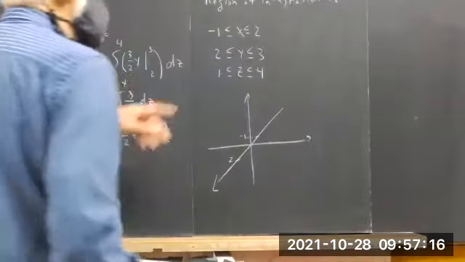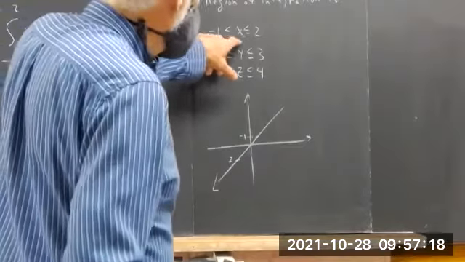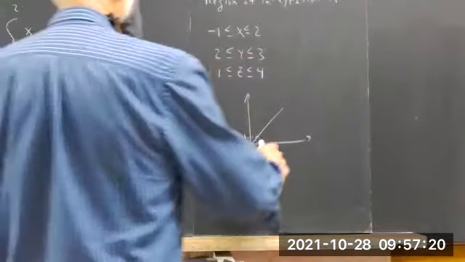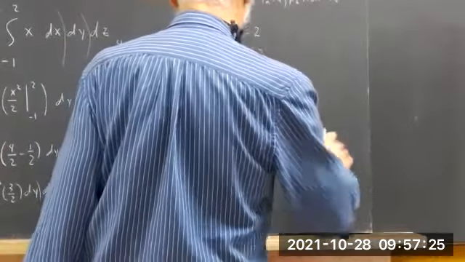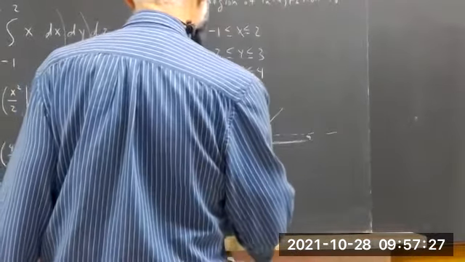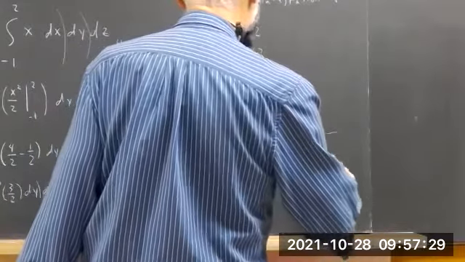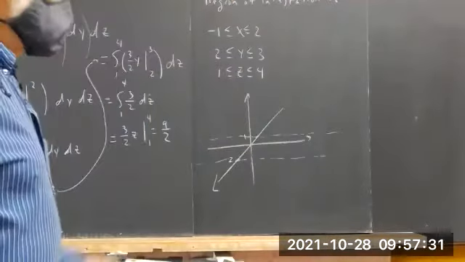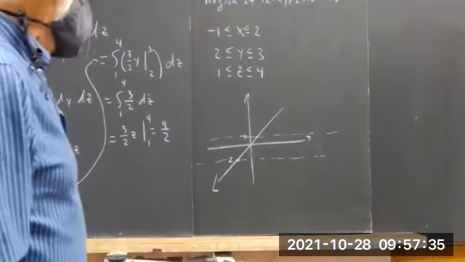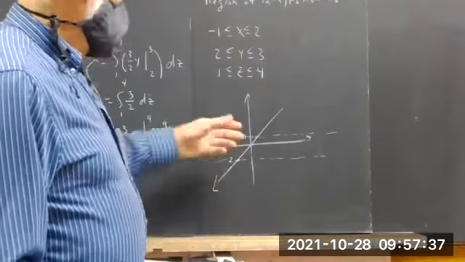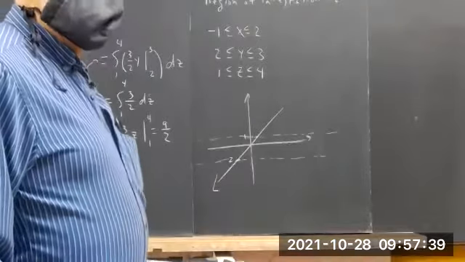So the region -1 less or equal to x less or equal to 2 in the xy plane is an infinite strip. Infinite strip parallel to the y-axis. In 3 dimensions, it's everything above and below that infinite strip.